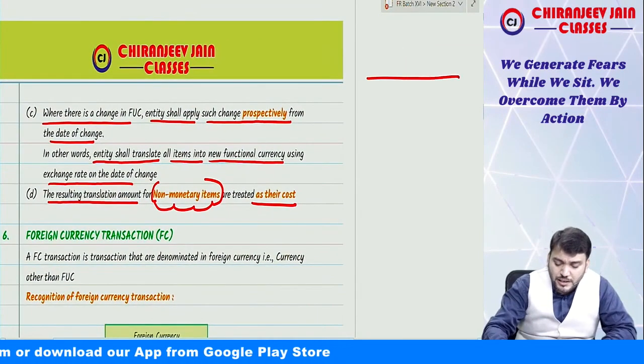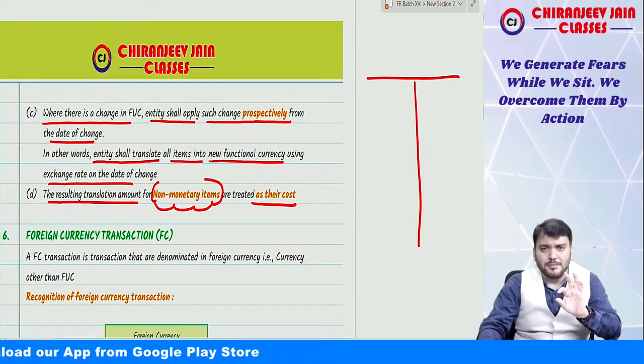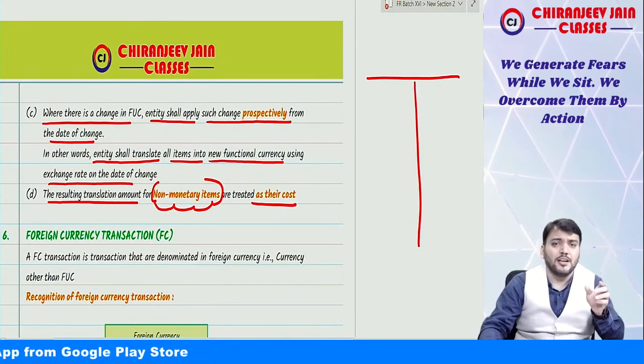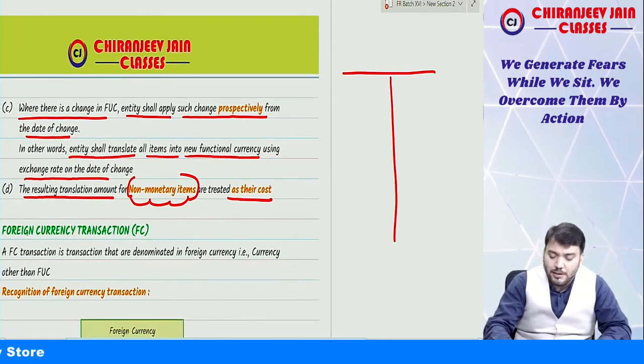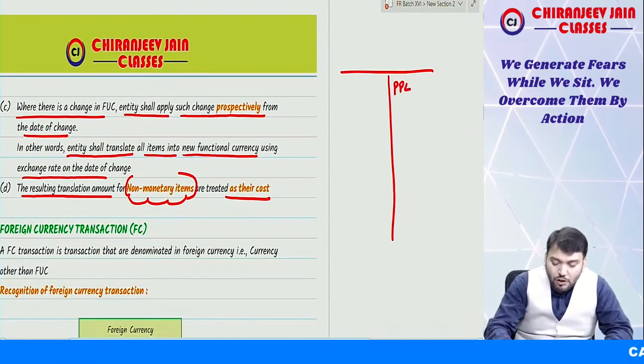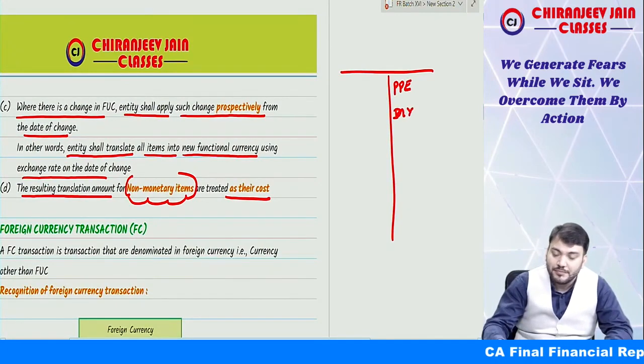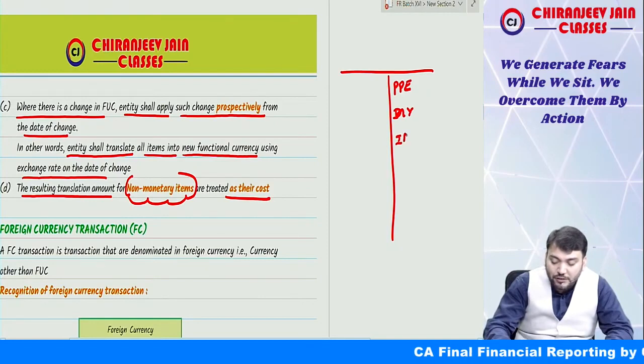I hope you have understood the key term non-monetary item. We have done Ind AS 38 already, where we discussed what is a non-monetary item. Non-monetary asset means what? PPE is a non-monetary asset. Inventory is a non-monetary asset. Then intangible asset is also a non-monetary asset.